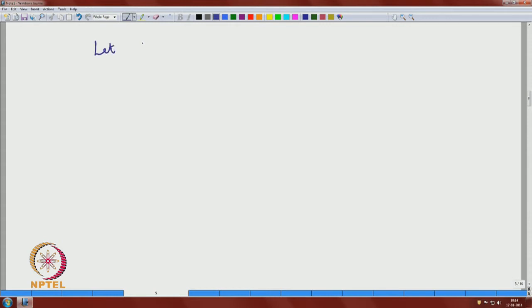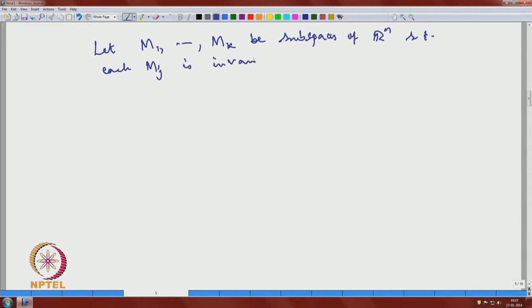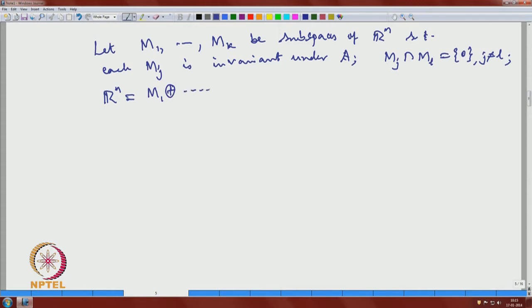So, let M1, ..., Mk be subspaces of Rn such that each Mj is invariant under A. That is one condition, and then I have Mj intersection Ml is just 0, j different from l. So, they are mutually disjoint. And the third condition, so Rn is the direct sum of M1 to Mk.